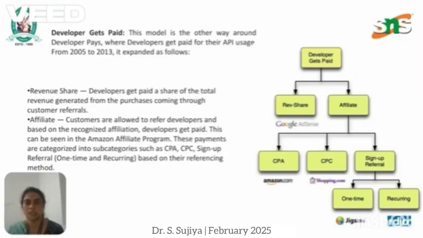Here, revenue share means developers get paid a share of the total revenue generated from the purchase coming through the customer's referral. Affiliate means customers are allowed to refer developers, and based on their recognized affiliations, developers get paid. This can be seen in the Amazon affiliate program, and these payments are categorized into subcategories such as CPA, CPC, sign up referral, one time, and recruiting based on their referencing methods. So this is the flow of the developer get paid model.